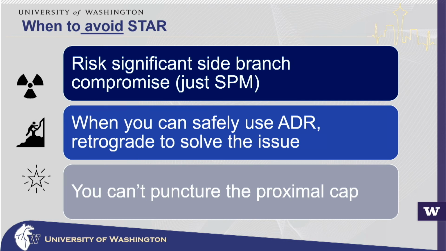Clearly, if we can safely use ADR or retrograde to solve this issue, and in particular, if we're having difficulty puncturing the proximal cap. So I myself, taking some of this data from open CTO and being mindful of epicardial collaterals, sometimes we're too focused on avoiding that and trying to get antegrade to STAR in an OM CTO, for instance, when some of those epicardials were actually a safer way to solve the ambiguity, as Dimitri just nicely outlined.